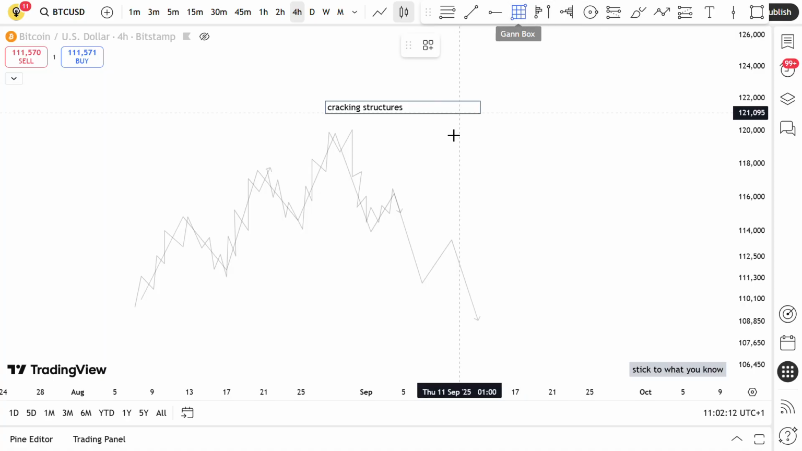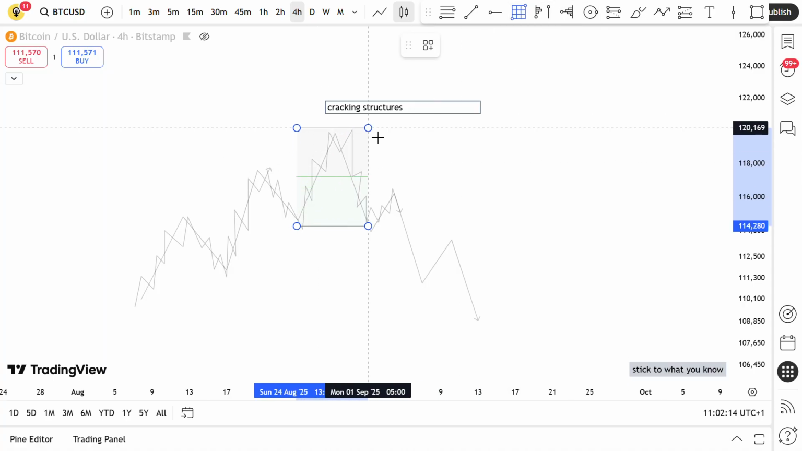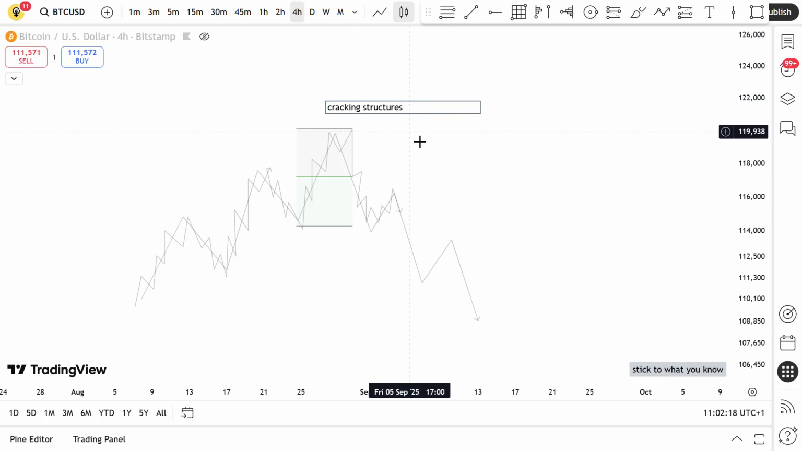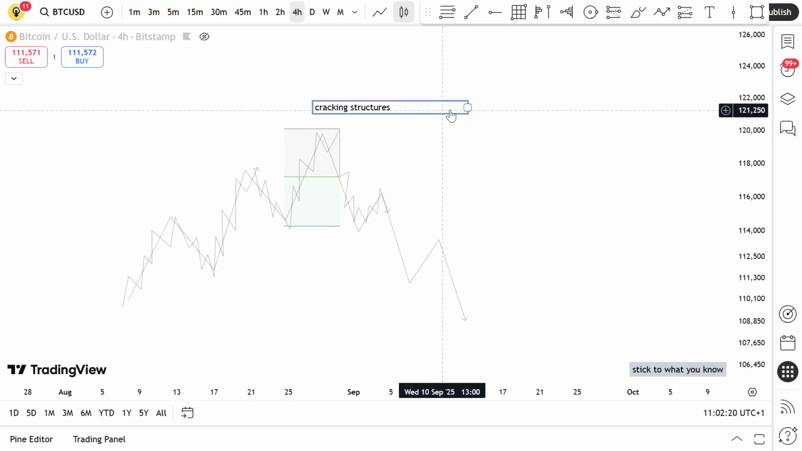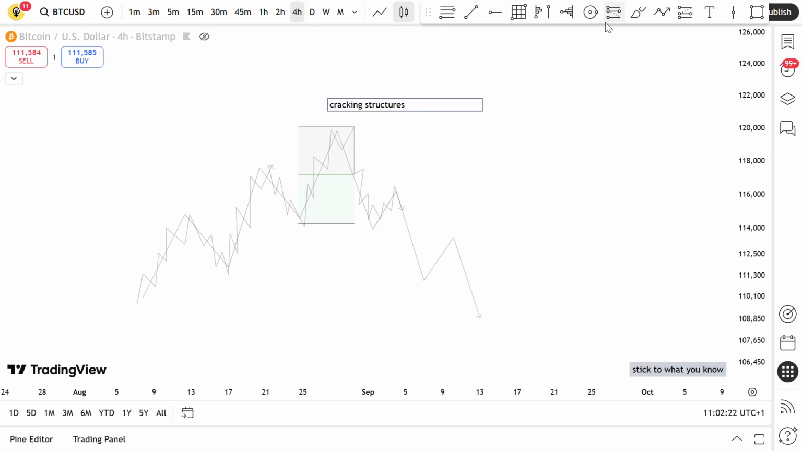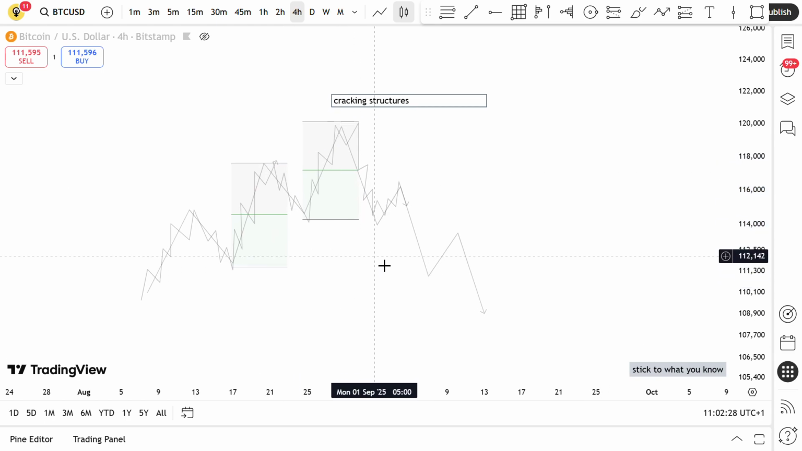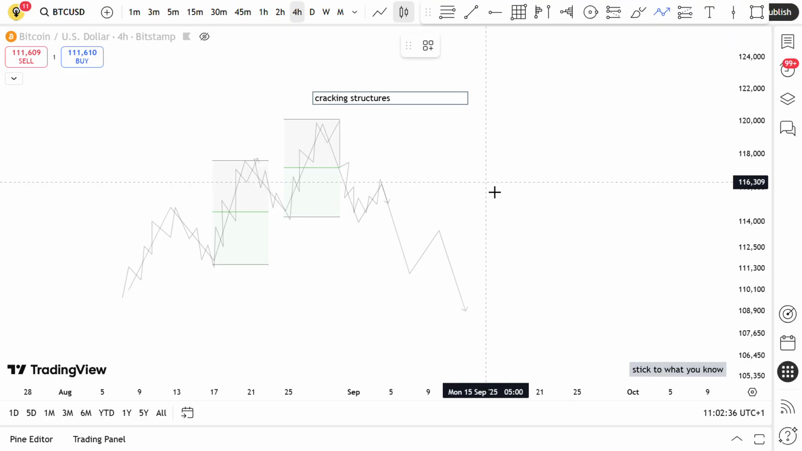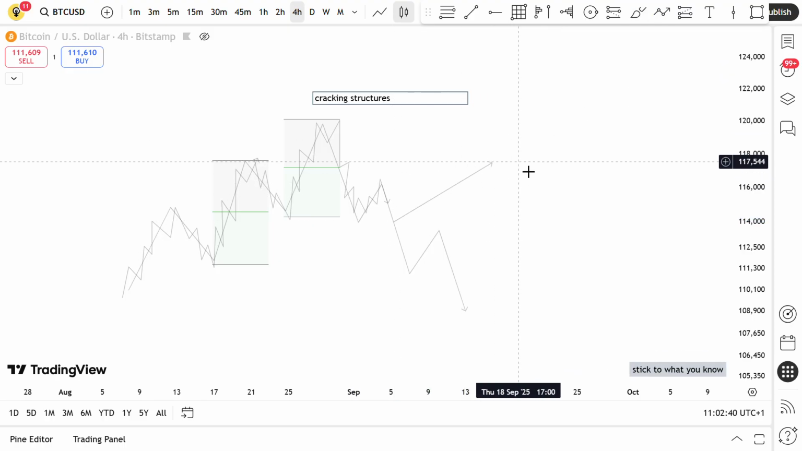When you have a structure, you identify it like this, coming from an uptrend, then you can impute premium and discount. The whole idea of premium and discount and how it works is it gives you areas for best buys and best sells. So basically this is it, structures.